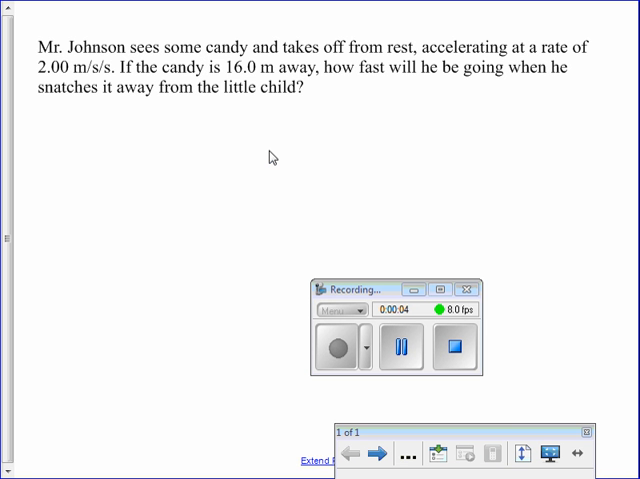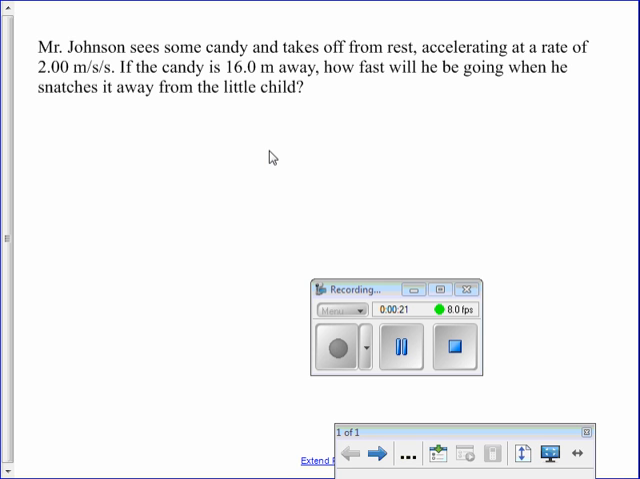Question 3 says, Mr. Johnson sees some candy and takes off from rest, accelerating at a rate of 2.00 meters per second squared. If the candy is 16.0 meters away, how fast will he be going when he snatches it away from the little child? So here we go.